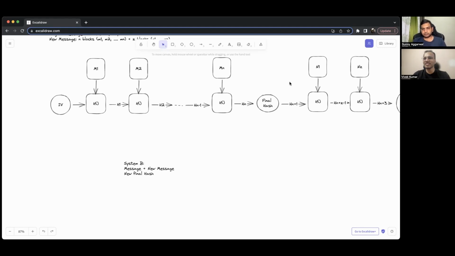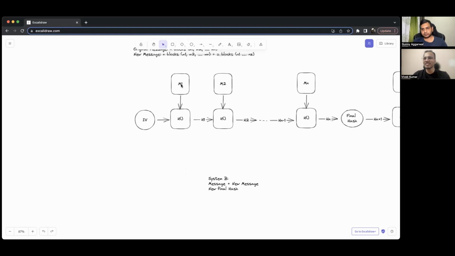So the thing is that while system A is communicating to system B, they are already sending the message, so the original message is known to the attacker. The only thing they do not know is the secret, and they only need to know the length of the secret. If they don't know the length of the secret, they can always brute force it, because the length of the secret cannot go beyond the length of the block.